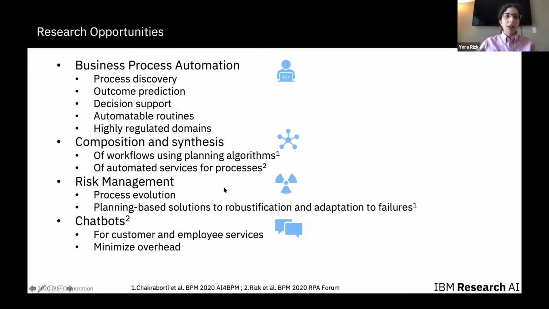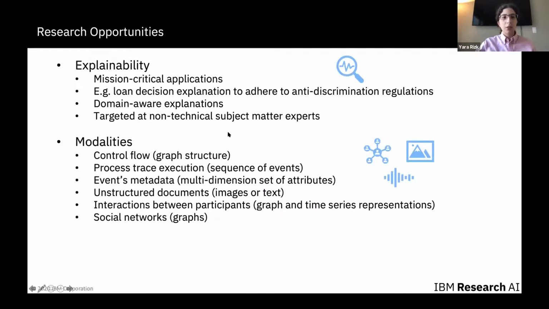as we had also seen earlier today. Some of the research opportunities that exist here include different things in business process automation, such as process mining, automating certain routines, addressing the fact that we're in highly regulated domains. Another thing is how can we compose and synthesize these RPAs into more complex IPAs, making sure we're managing risks, making sure we're providing a natural language interface for business users to cooperate or to talk to their automation solutions.